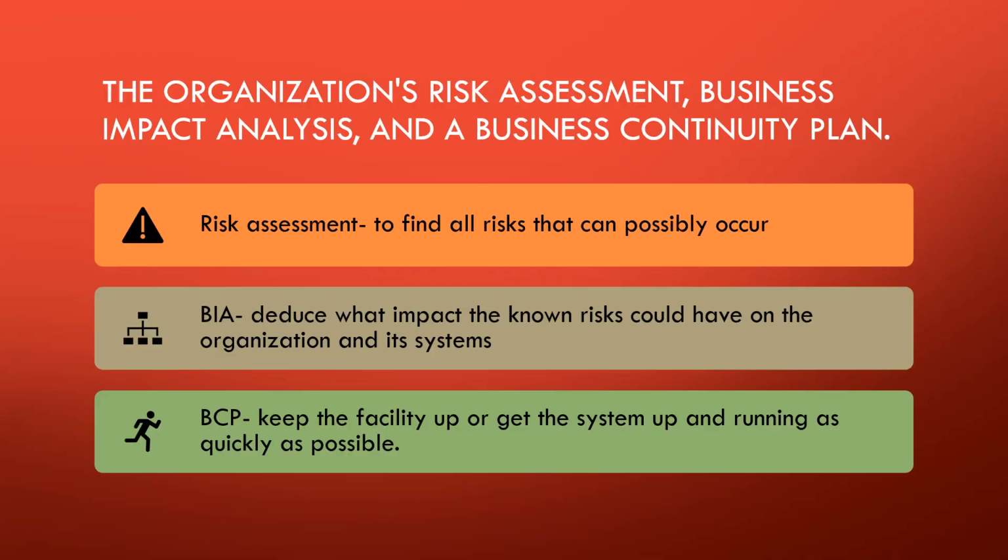The organization's risk assessment, business impact analysis, and business continuity plan. Risk assessment: find all risks that can possibly occur. This includes any known bad actors that may have ill intent towards the organization and its patients. BIA: deduce what impact the known risks could have on the organization and its systems. And finally, the BCP: keep the facility up or get the system up and running as soon as possible. The organization is a hospital after all, and people could die if this happens. So keeping the facility running is the primary goal after caring for patients.